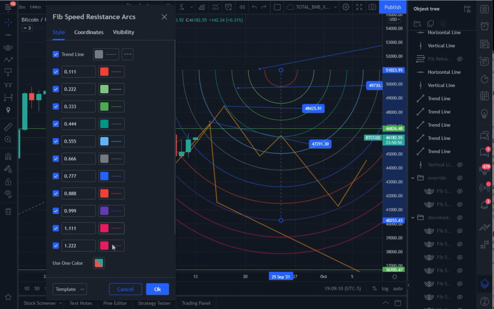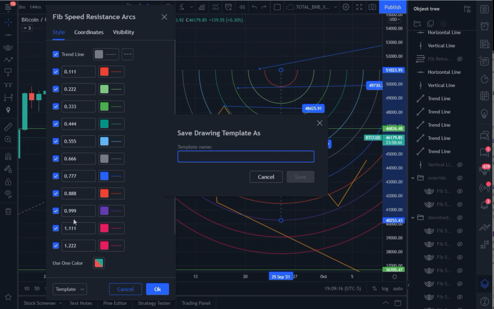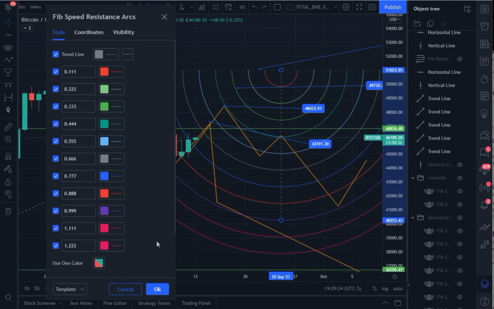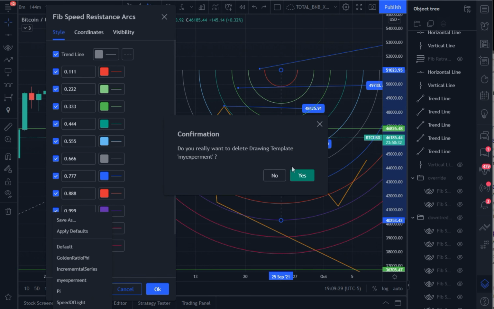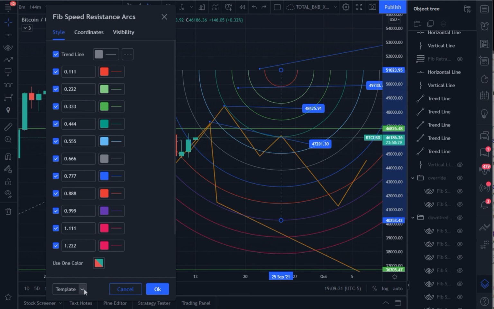If you change some of them and you save, when you save again, you have to save on the same name. So again, my experiment. Again, you want to overwrite? Yes, and so on. Now, my experiments. Let's delete my experiments and let's show you the defaults.